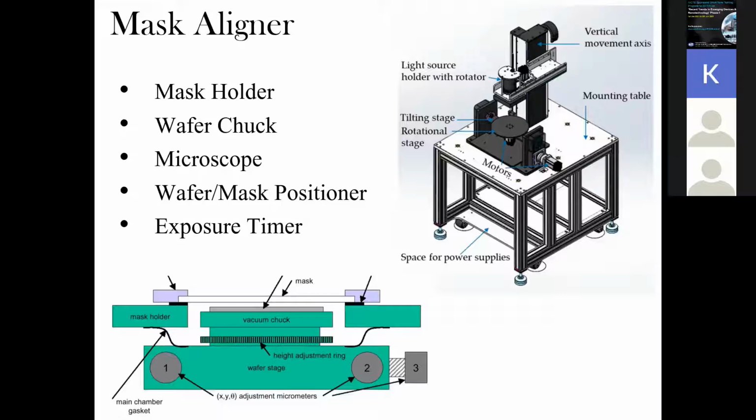There will be a microscope. That microscope normally helps you to align with the alignment marks. Then you have to position your wafer and the mask accordingly, so there has to be a positioner. That means there should be motors to move it in the XYZ plane, so that you can move them to your desired position. And there should be a timer so that you can set how much time you want to expose your resist in the UV light.